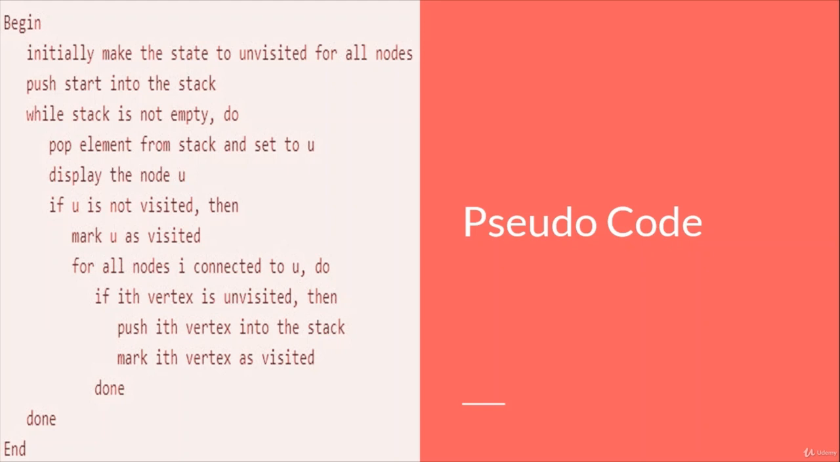Then we mark U as visited. For all the nodes i connected to U, we check if the ith vertex is unvisited. Then we push the ith vertex into the stack and mark it as visited. Then we display that we are done with all the operations and then end the procedure.